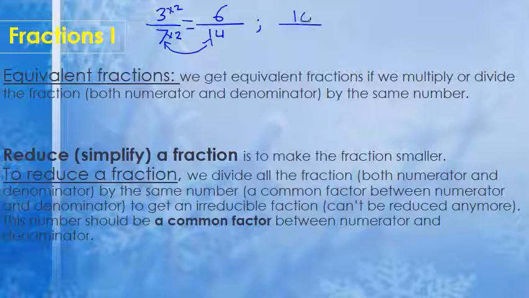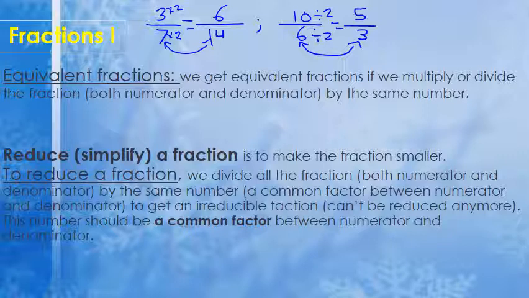Suppose we have 10/6. We can get an equivalent fraction by dividing both terms by 2. 10 divided by 2 is 5. 6 divided by 2 is 3. So 10/6 and 5/3 are equivalent fractions.